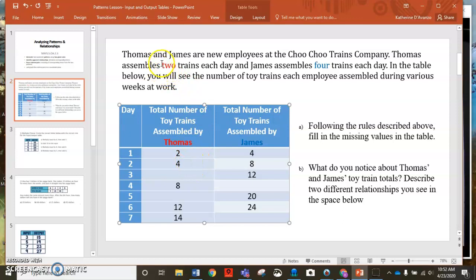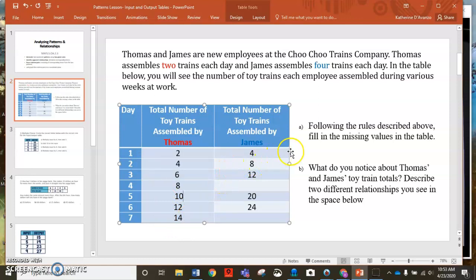So let's focus first on rule 1 that says 2 trains each day. So Thomas, we're going to count by 2s as we go from one day to the next. First we want to make sure that the days go in order without skipping any, which they do. We have day 1 through 7 here. So if we count by 2s, we have 2, 4. The missing values here would of course then be 6, 8, 10, 12, and 14. So now Thomas's values are all complete, going up by 2s, following the rule that he assembles 2 trains each day. This means that by the 7th day, he has made 14 trains total.